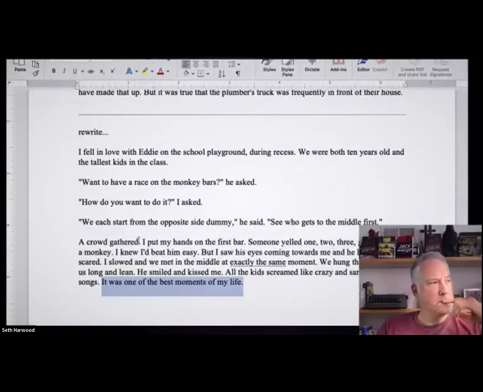Does that make sense? Let me know in the chat. Do you want to see another example, or should I show you a published example? Let me show you another student example.